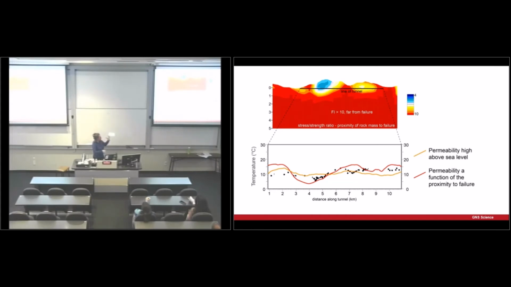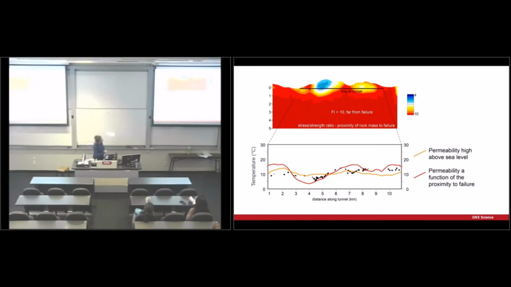It's because this mountain here has gravity sitting on it and it's pushing out. If it didn't have any strength at all, it would fall apart. So it's held together by its strength, but the stresses are pushing it apart. The valleys, on the other hand, are quite strong because they've got those mountains pushing them down, so there's a compressive force on them. And when we made permeability a function of that proximity to failure, it matched really well.